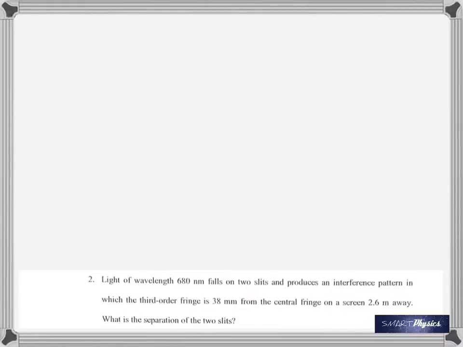In this question, you have light of wavelength 680 nanometers producing fringes on a screen 2.6 meters away, and the third order fringe is 38 millimeter. 38, so that's x. What is the separation of the two slits? You have to find small d. Direct question, let's assume that it's talking about bright bands or bright fringes.